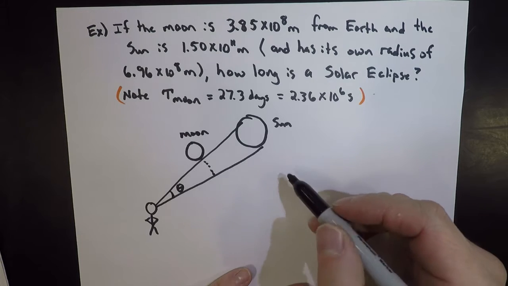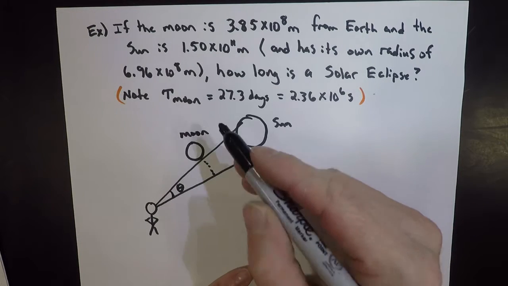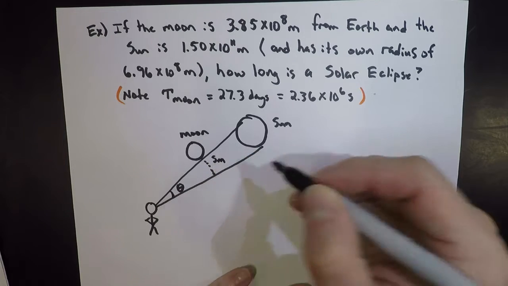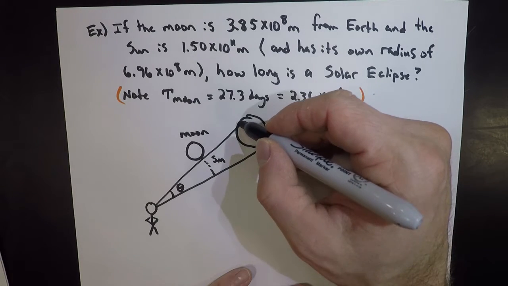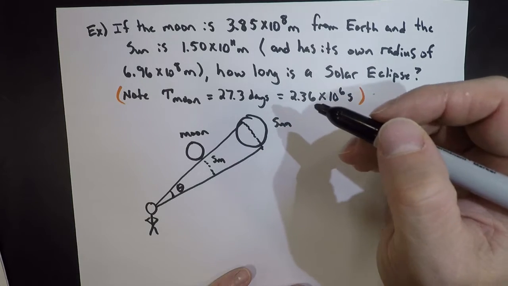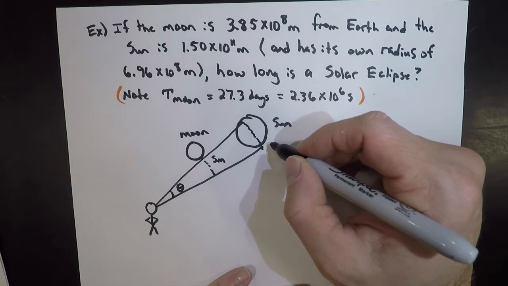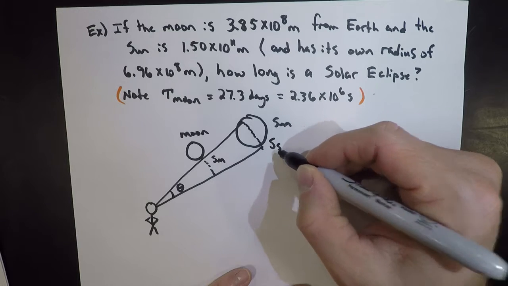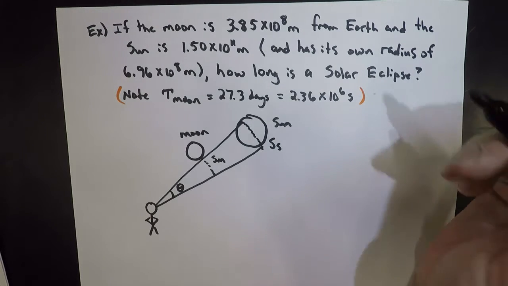So we've got actually two arc lengths here. We've got the arc length of the moon as it travels across angle theta. And then we have the arc length of the sun up here, which is pretty close to a straight line. In fact, effectively, this is the diameter of the sun. So this arc length of the sun, we'll call that SS.